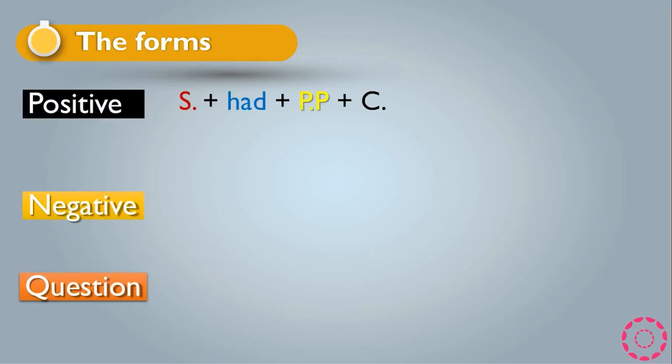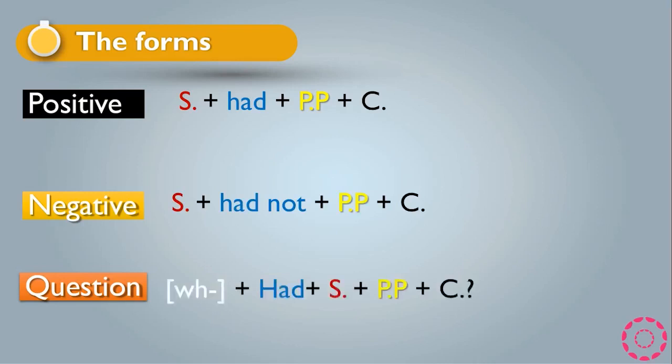For positive, we have subject plus had plus PP, or you can say past participle, and complement. For negative, we have subject plus had not or hadn't plus PP plus complement. For questions, we can say WH word plus had plus subject plus PP plus complement.